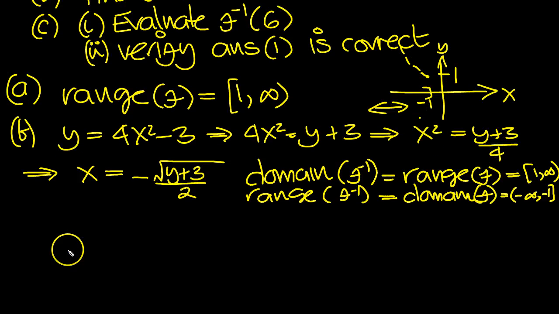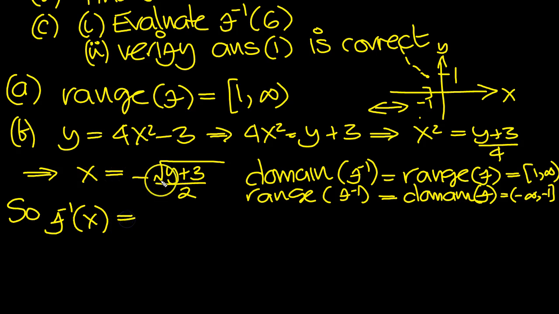Evaluate f⁻¹(6) then. So we haven't quite finished the inverse here, have we? So let's put that in now. So f⁻¹(x), we need to swap the symbols. It's minus the square root of (x + 3)/4.